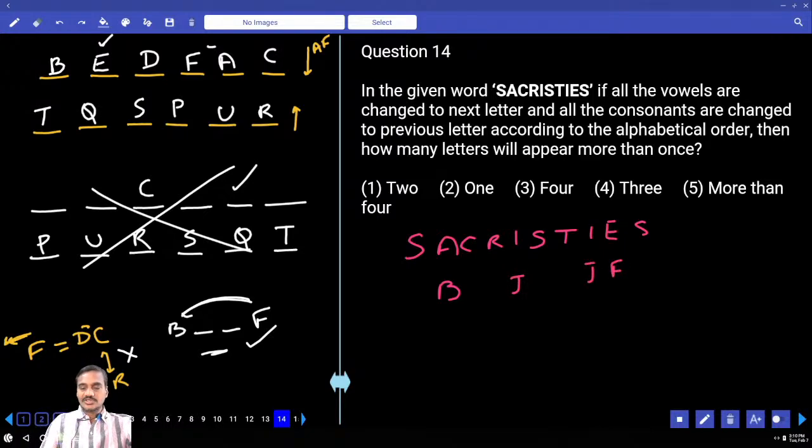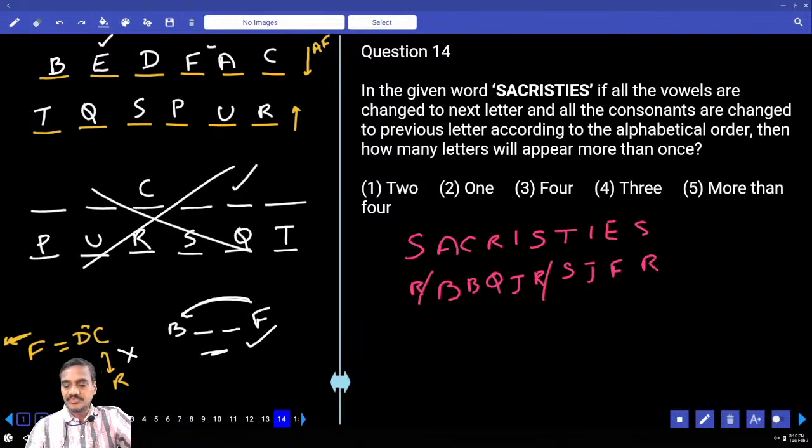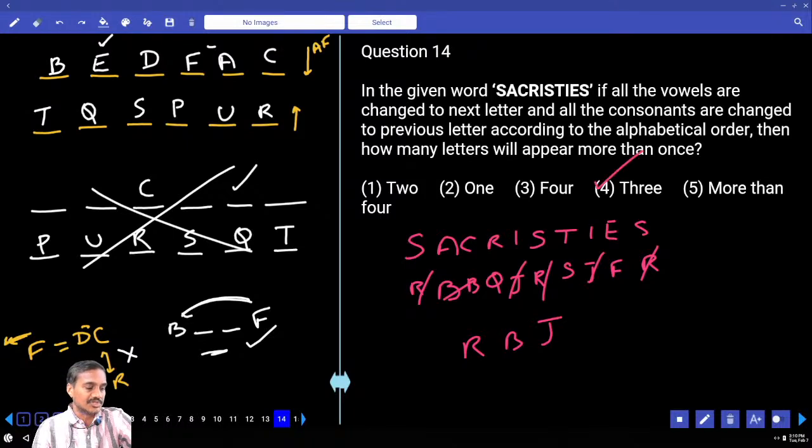And vowels next letters and consonants previous letter. Then how many letters will appear more than 1? Consonant previous letter means R minus S minus 1 is R, and C minus 1 is B, R minus 1 is Q. Here again this is R, and here it is S, and here it is R. Then how many letters will appear more than once? Now R appeared more than once, R is 1, next B is the other, J is the other. So how many letters? There are 3 letters which repeated more than once. That is choice for question number 14.